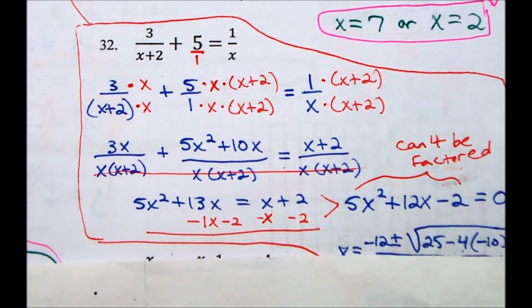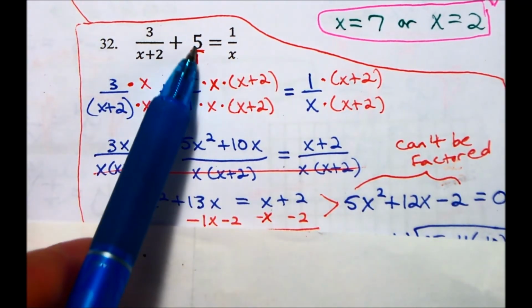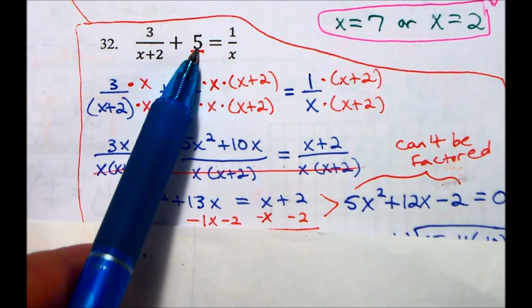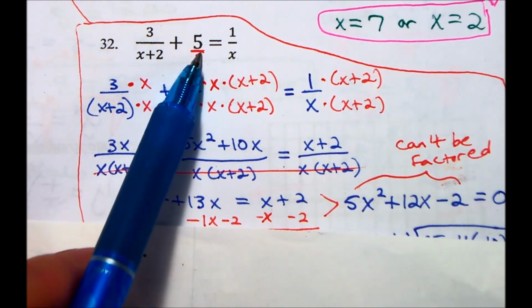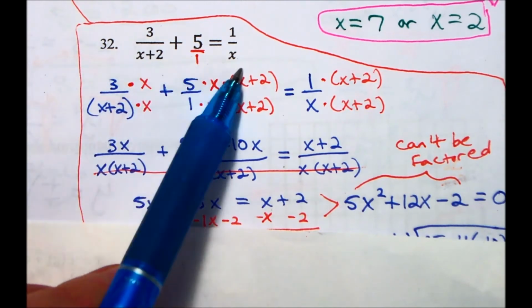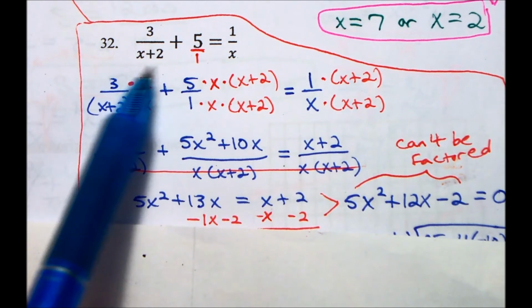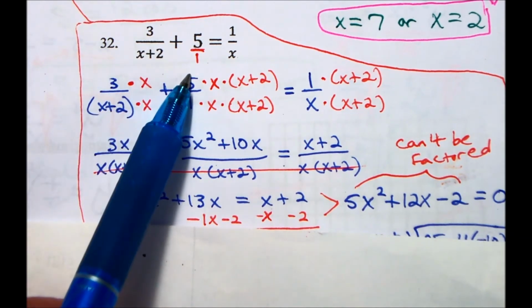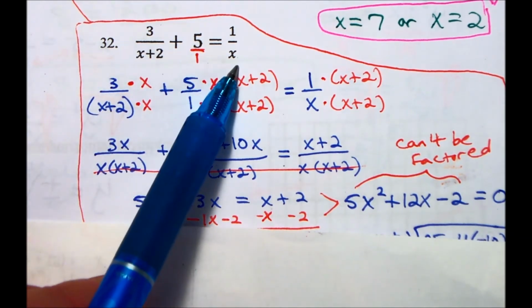32. If you see, like before, something that's a whole number or a binomial and is not a fraction, make it a fraction. Put it over 1. And then you're looking at your denominators. Your least common denominator is going to have x plus 2. It could have a 1, but it's not necessary, and x.